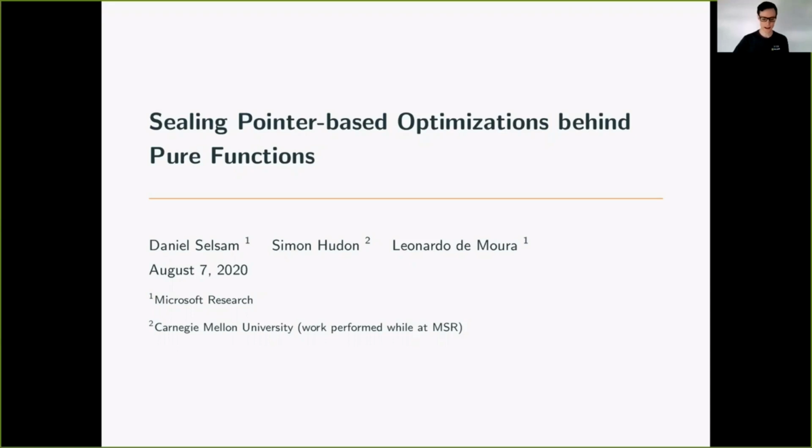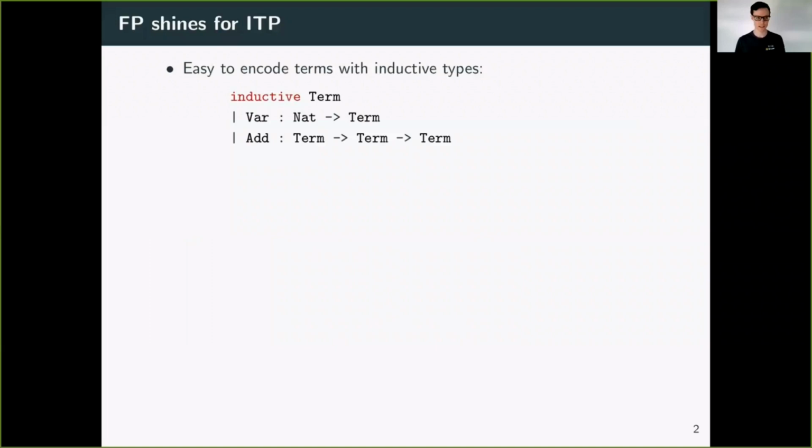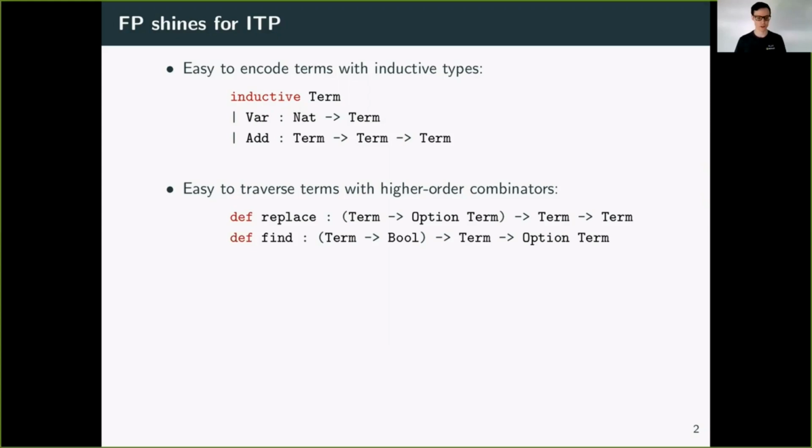Now, functional programming really shines for interactive theorem provers for many reasons. It's easy to encode terms with inductive types, and this is actually surprisingly cumbersome in C++. It's easy to traverse terms with higher order combinators. For example, you can easily write functions that replace subterms of terms or find subterms matching patterns.